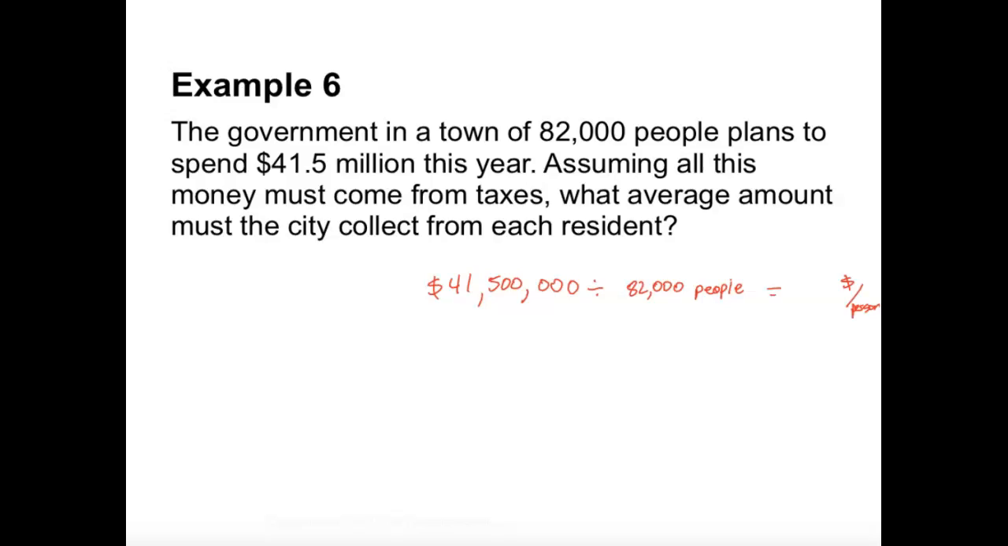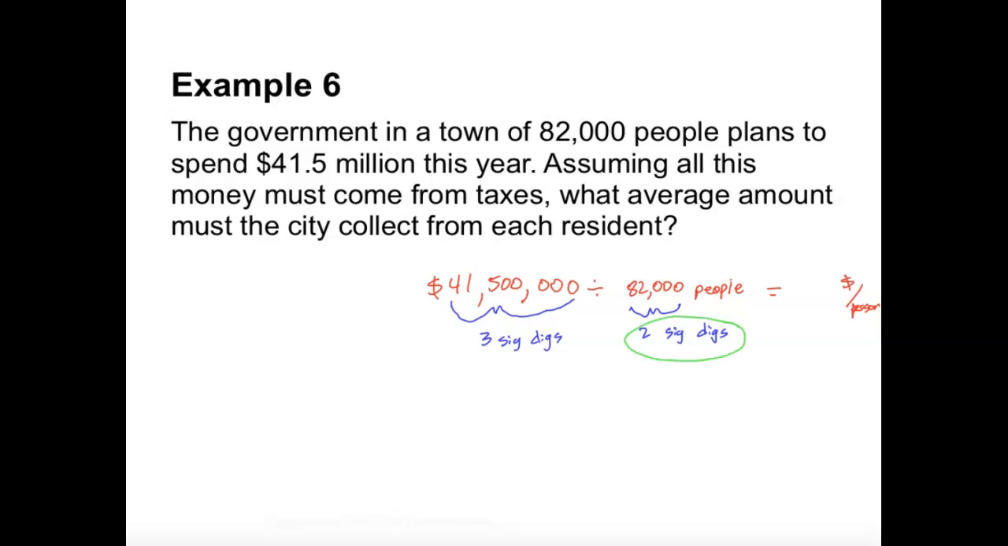All right, but this is a division, so we want to round to the number with the fewest significant digits. So how many significant digits does the 41.5 million have? Good, 3 significant digits. How many significant digits does the 82,000 people have? 2 significant digits. So we will be rounding whatever our answer comes out to 2 significant digits.